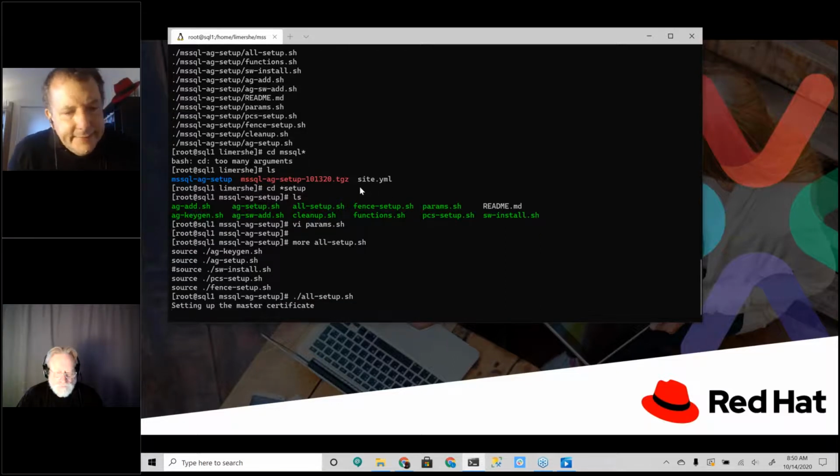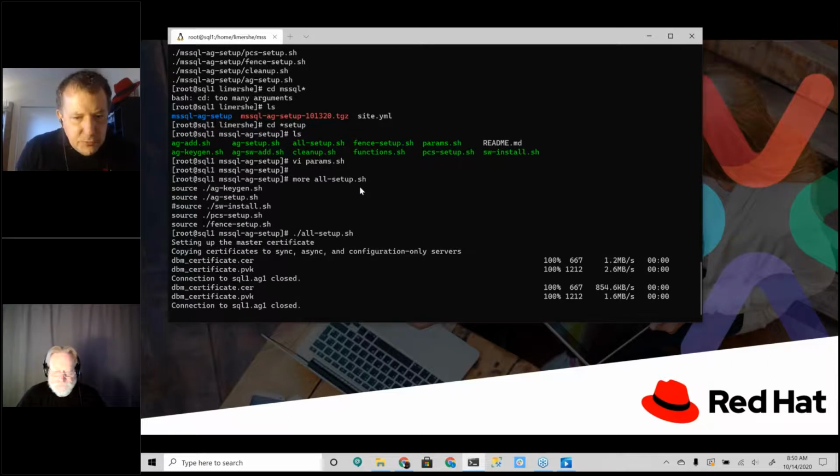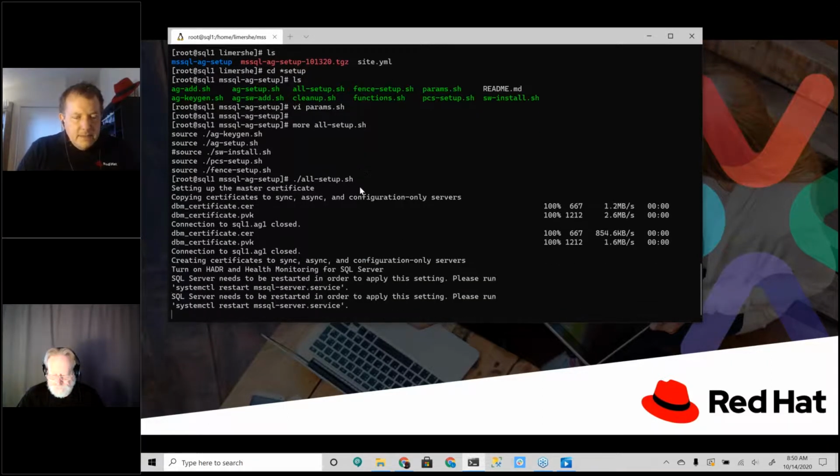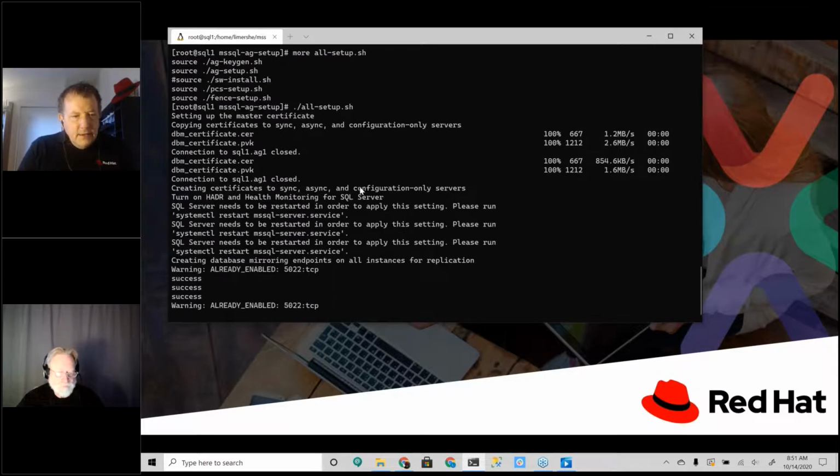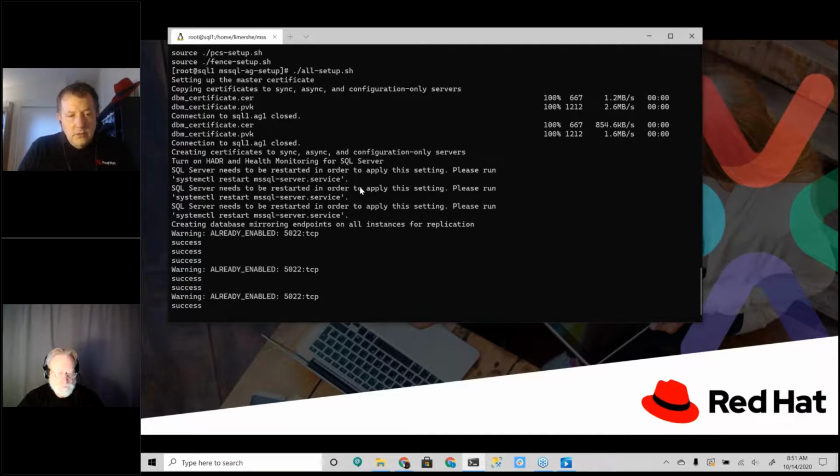You'll see, just as with a SQL Server Management Studio setup, I'm copying in my certificates. After having set up the master certificate, I enable HADR on my SQL servers because it's not enabled by default. I then have to restart each SQL server so that that is activated. And I am opening up the ports in my firewall. You can see they've already been enabled. So this allows the replication to travel.